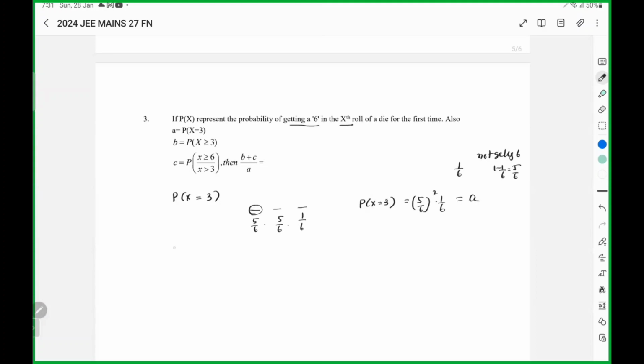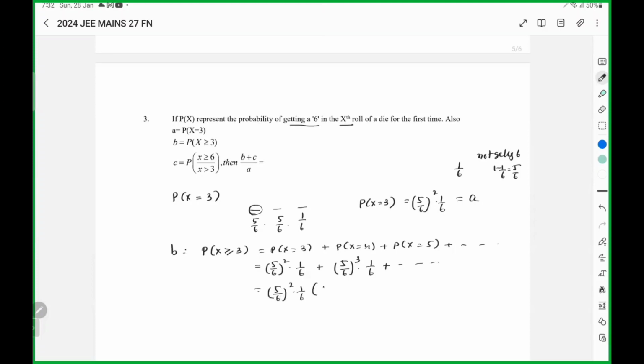B is probability of, what does it mean? First time he gets 6 in fourth attempt, like this. It is 5 by 6 whole cube into 1 by 6. In first 3 attempts he didn't get 6. Fourth attempt he got 6. It is an infinite geometric series.